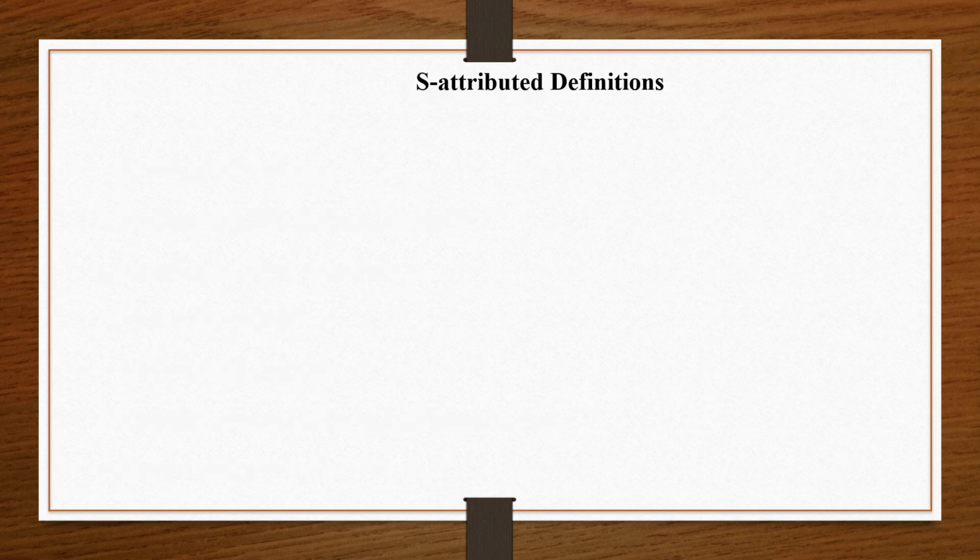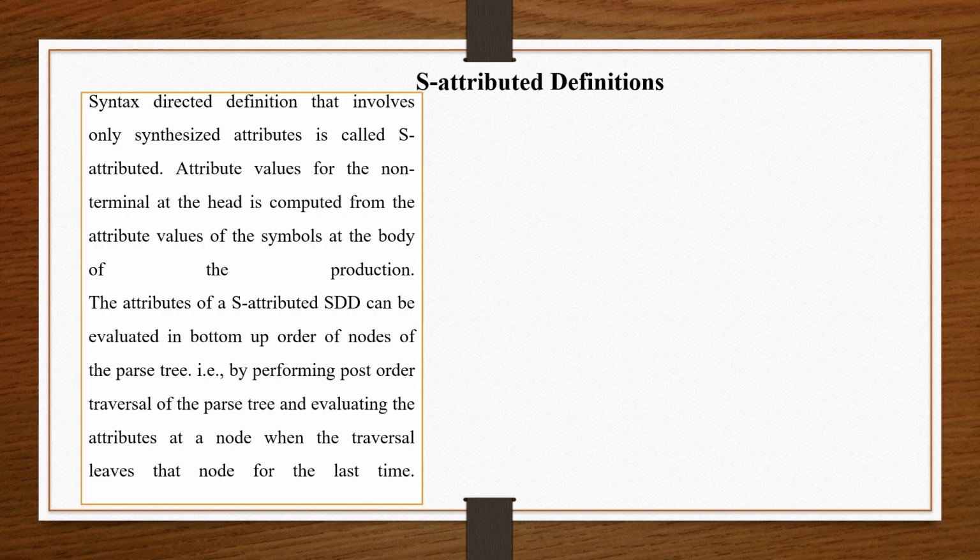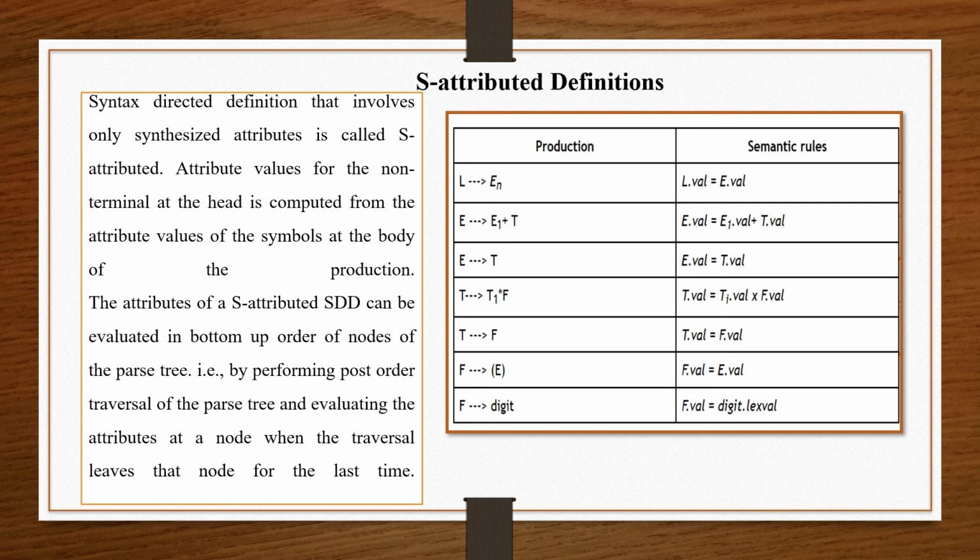So let us study clearly what is an S attributed definition. A syntax directed definition that involves only synthesized attributes. Okay, if the definition includes only synthesized attributes, then it is called an S attributed definition. Attribute values for the non-terminal at the head are computed from the attribute values of symbols at the body of the production. Means children values are computed first before the parent. So that is copied to the parent, right?